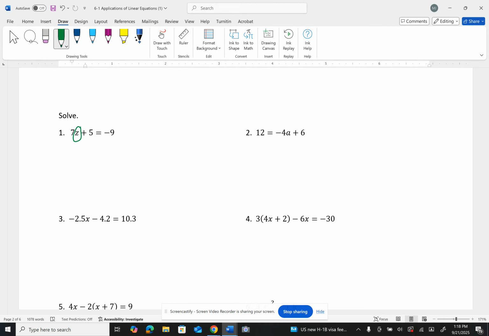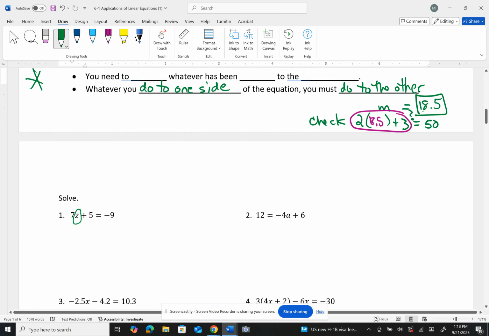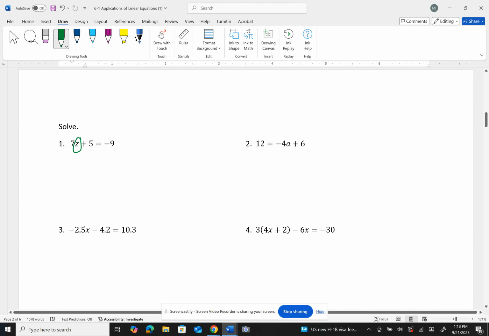And I want you to keep in mind these two guidelines that we talked about earlier. So we need to undo whatever's been done to the variable, and then if we do something to one side of the equation, we have to do it to the other to keep it balanced. All right, keep your stuff organized and lined up nicely. Do not just try to guess and check your way to the answer. You want to get to where this process almost feels automatic to you.